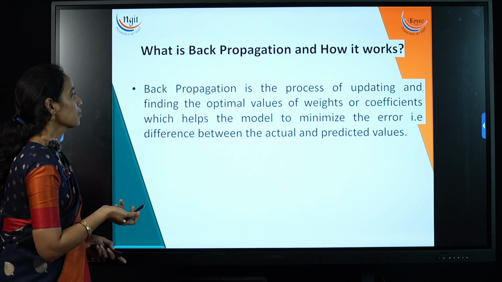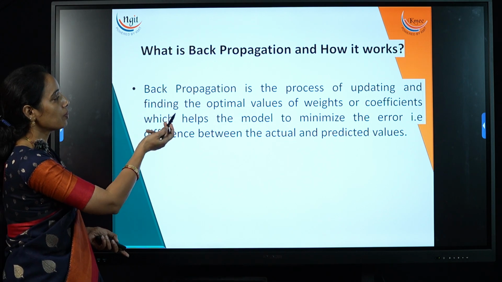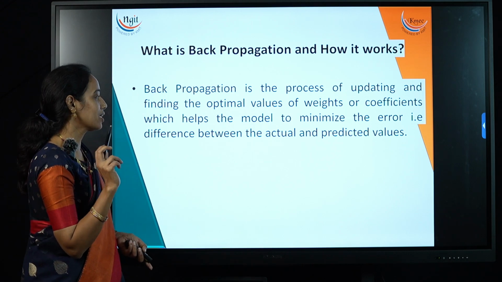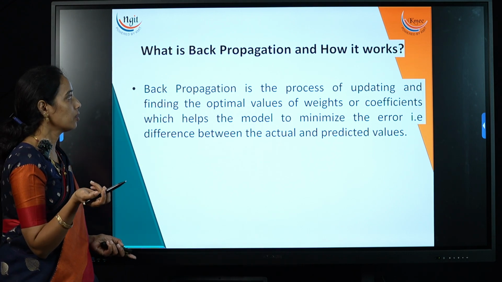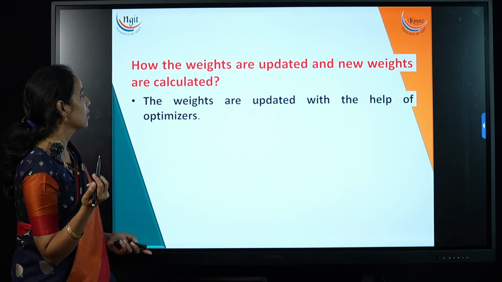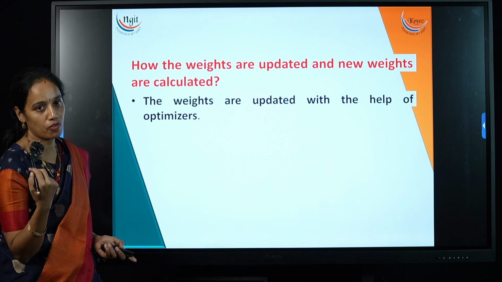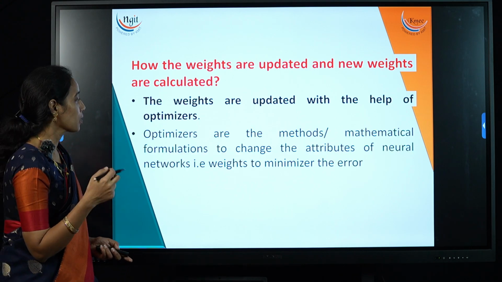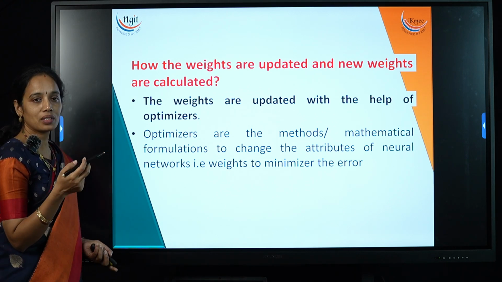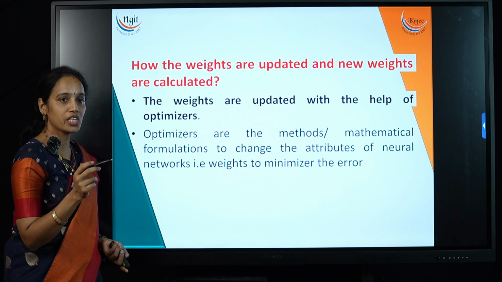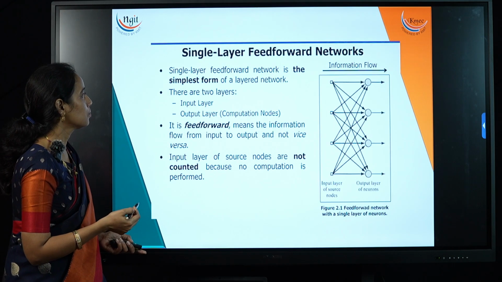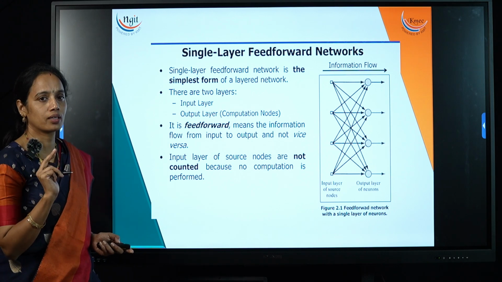Okay, the same thing is the process of updating and finding the optimal values of weights or coefficients, which helps the model to minimize the error, that is the difference between the actual and the predicted values. Then how are the weights updated and new weights calculated? It is just with the help of optimizers. We have many optimizers, and with those we are going to update. So what are these optimizers? These are nothing but the methods or mathematical formulations to change the attributes of neural networks, that is weights, to minimize the error.